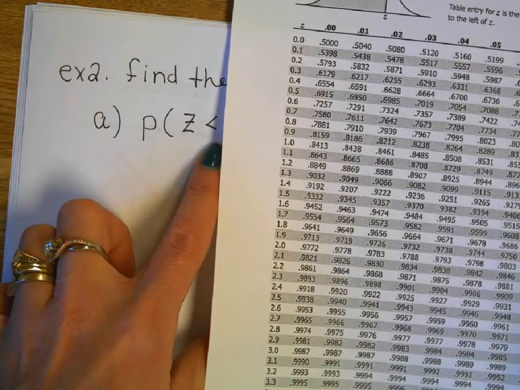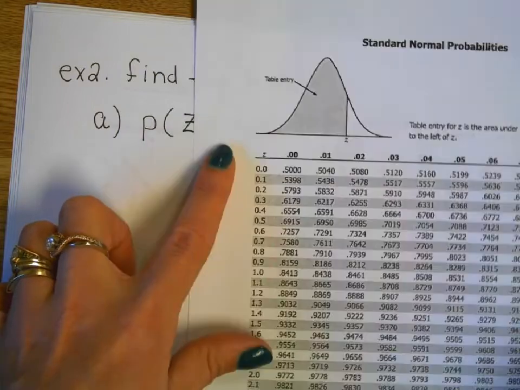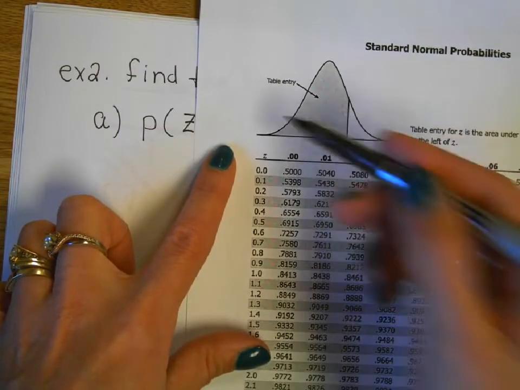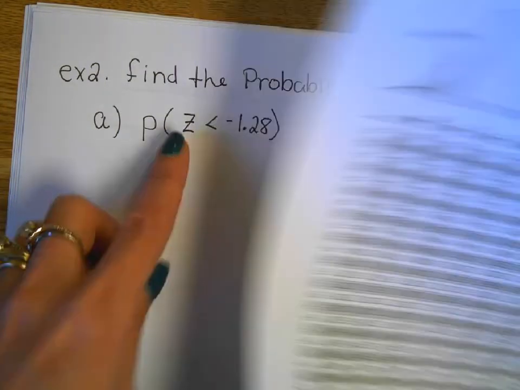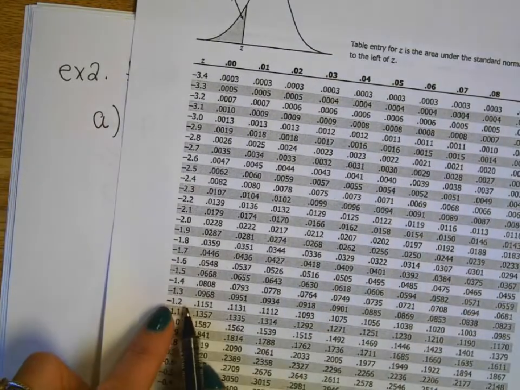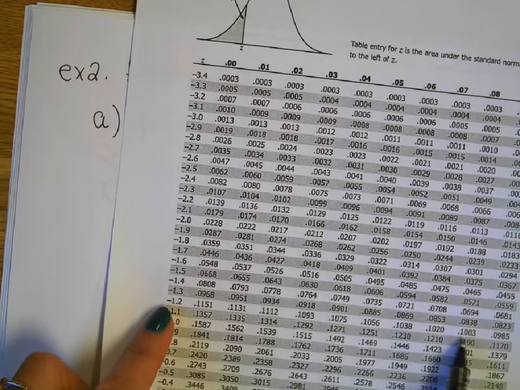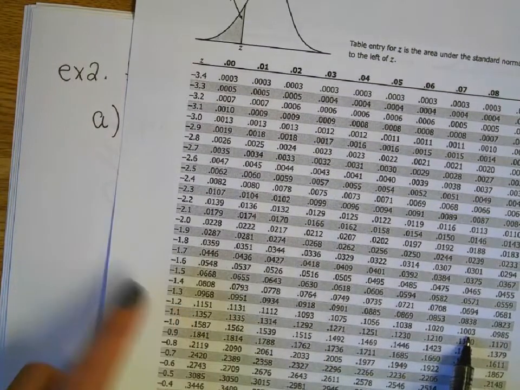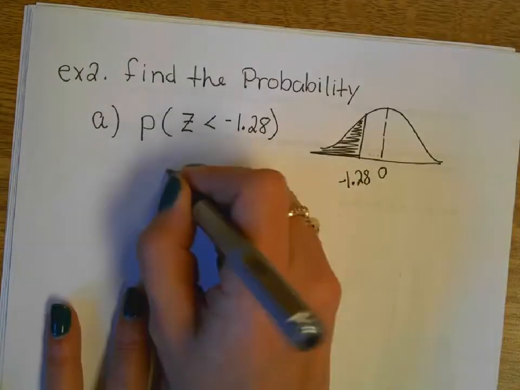Look at the sheet. The sheet gives me area to the left. So find -1.28. .1003, so just over 10% chance.